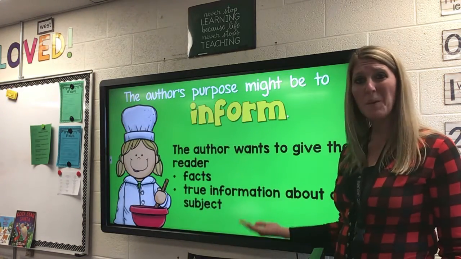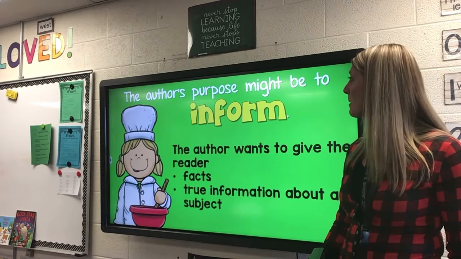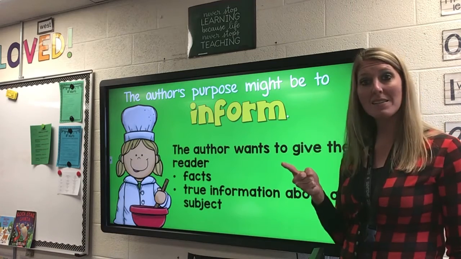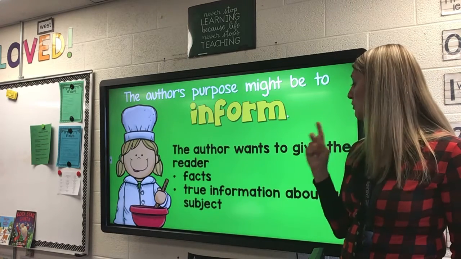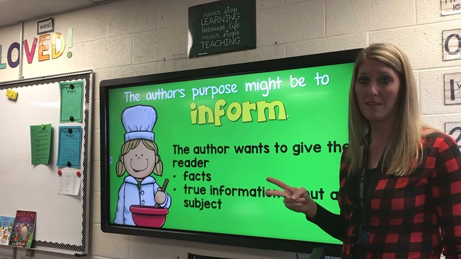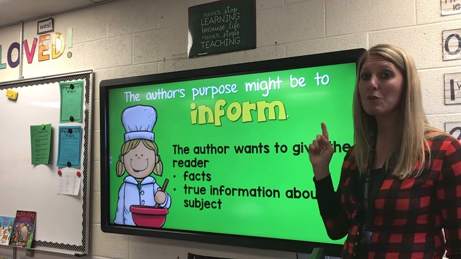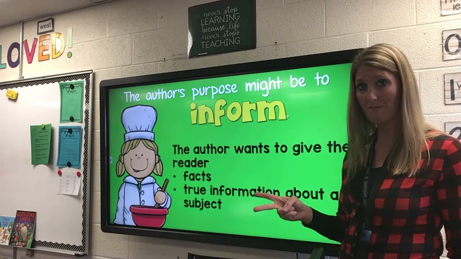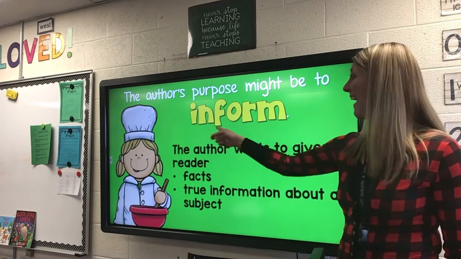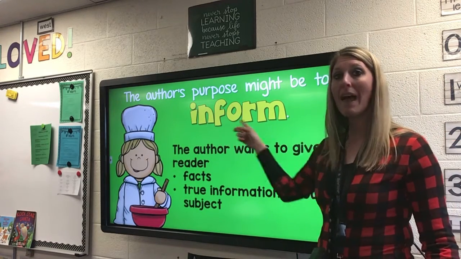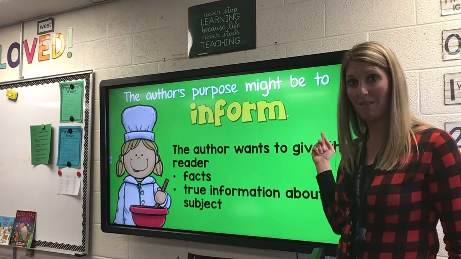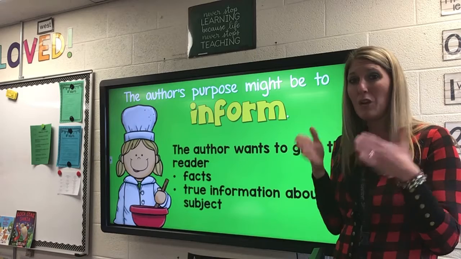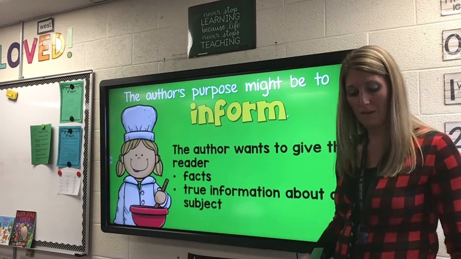Now, another one is inform. The author's purpose might be to inform. The author wants to give the reader facts and true information about a subject. So to inform, this is true facts and information. A lot of times people think of inform as information. So inform is kind of the short word for information. You're looking for what is true.